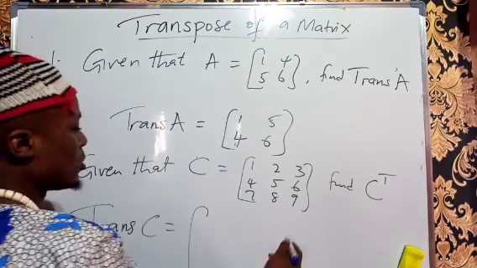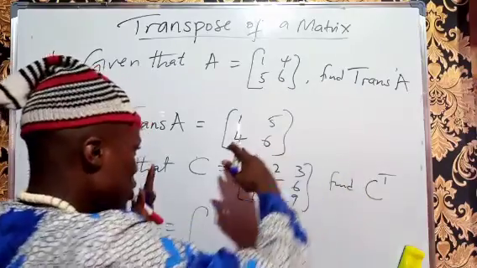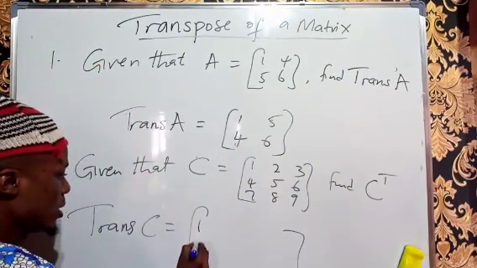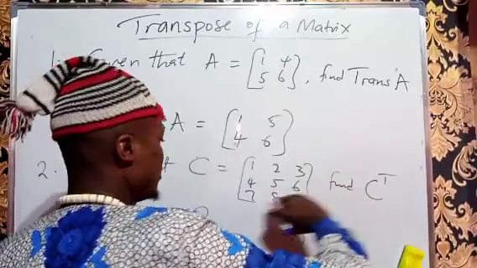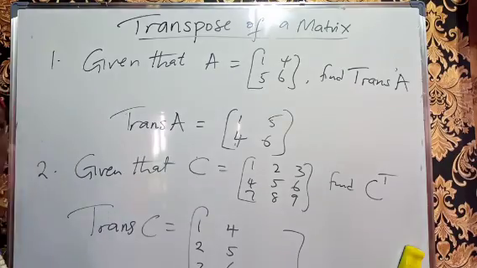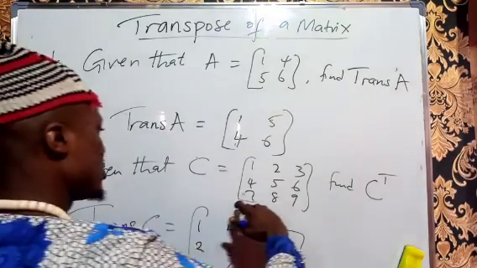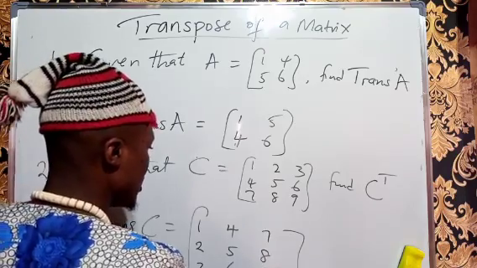will be just equals to making the row. Look at the first row, 1, 2, 3. I'll make it to be the first column, 1, 2, 3. Okay, look at the second row, 4, 5, 6. I will make it to be the column 4, 5, 6. Alright, now look at the last row, 7, 8, 9. I will make it to be the column 7, 8, 9.